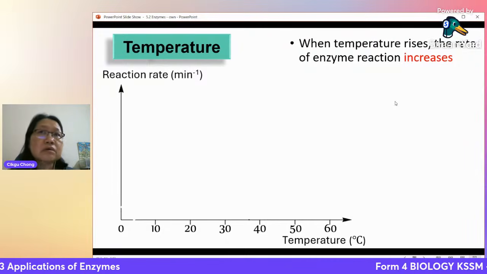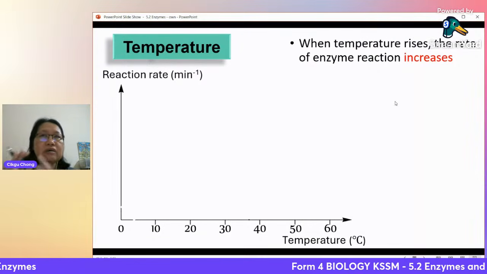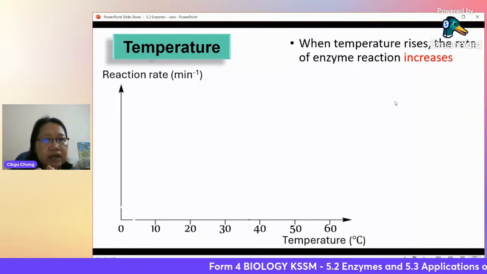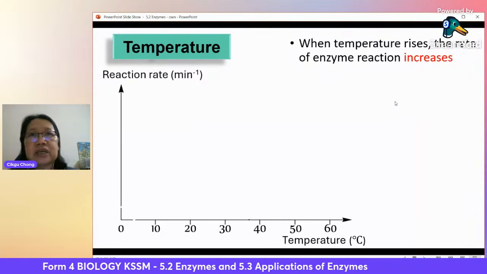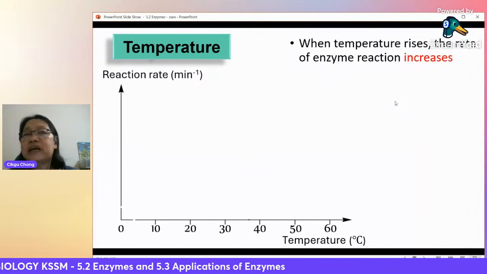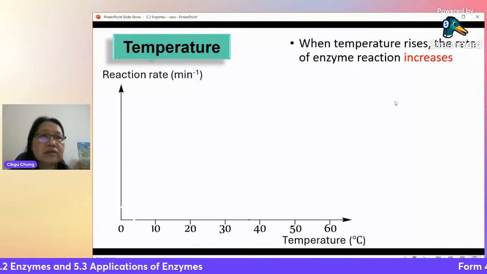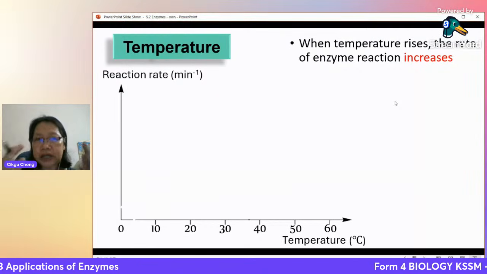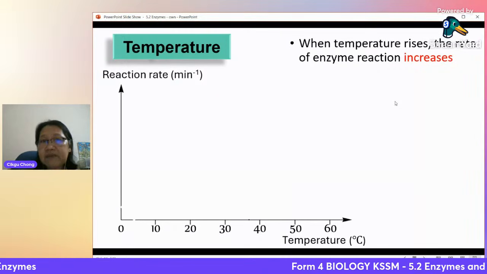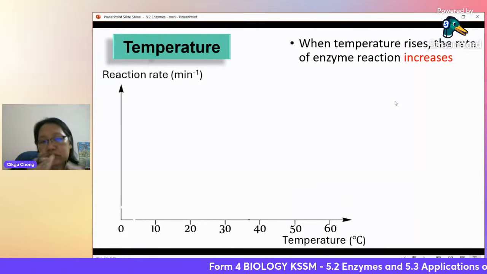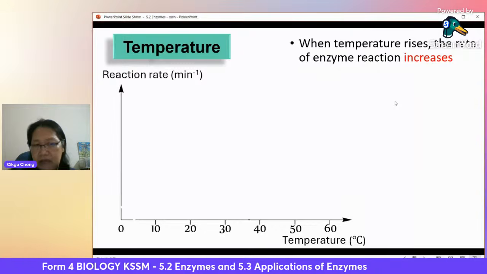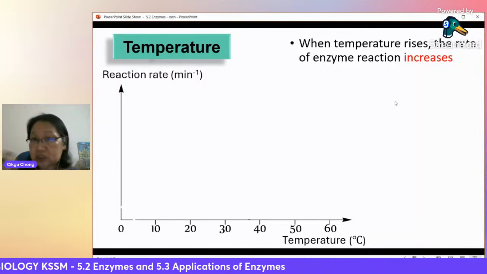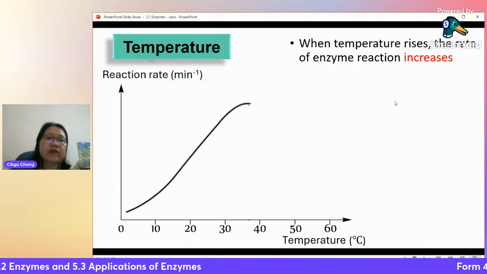Meaning the optimal reaction. Why at a certain temperature does the enzyme act so fast, and how come at a different temperature it doesn't work very well? Your enzymes are very slow, or rather the enzymes cannot work at all. Okay, so how to explain? Look at the graph now. When the temperature rises, when you keep on adding the temperature, that means from 0 to 5, 10, 15, 20 degrees Celsius and so on, you will find that the rate of reaction will increase.